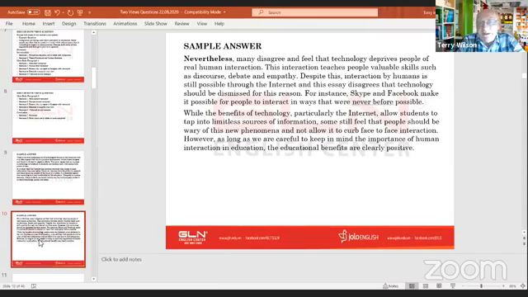Then we move on to the second part of the question, and notice how it's linked together. So the linking word nevertheless is being used. And the writer is then discussing why many people disagree. And again, in this example, this paragraph is 4 sentences. And the examples being used to support the argument are Skype and Facebook.